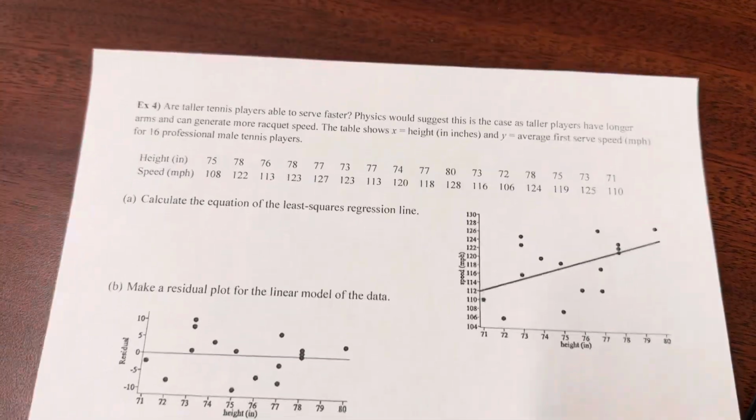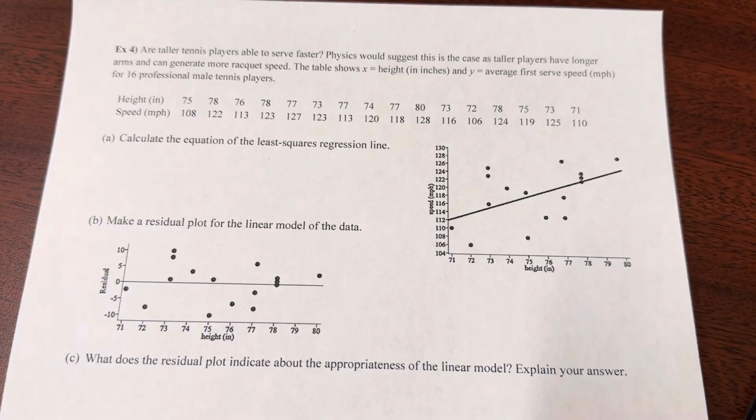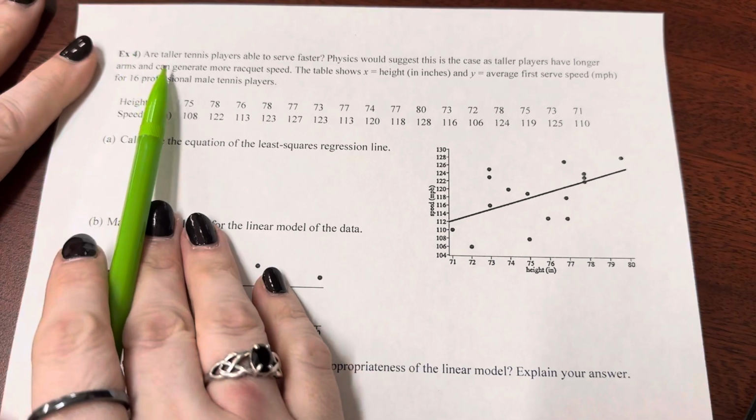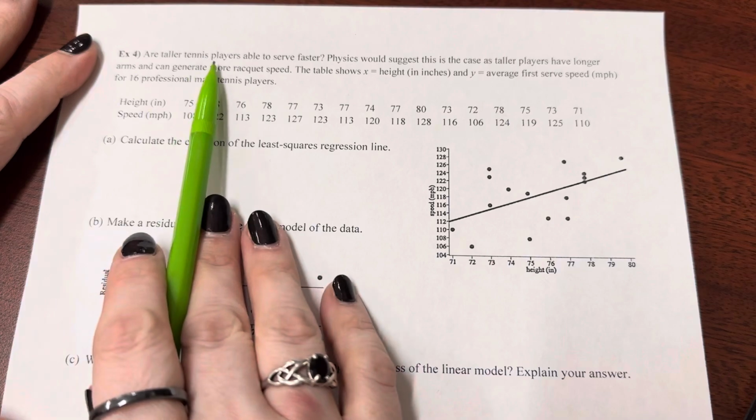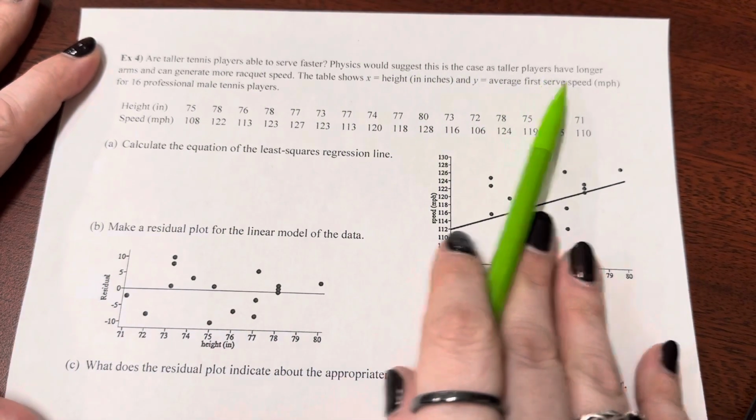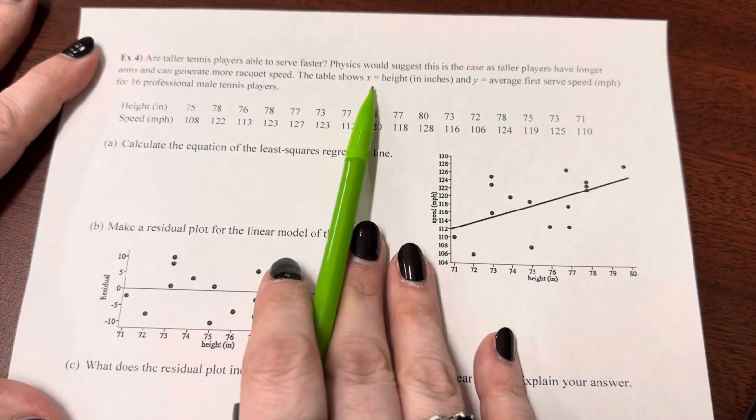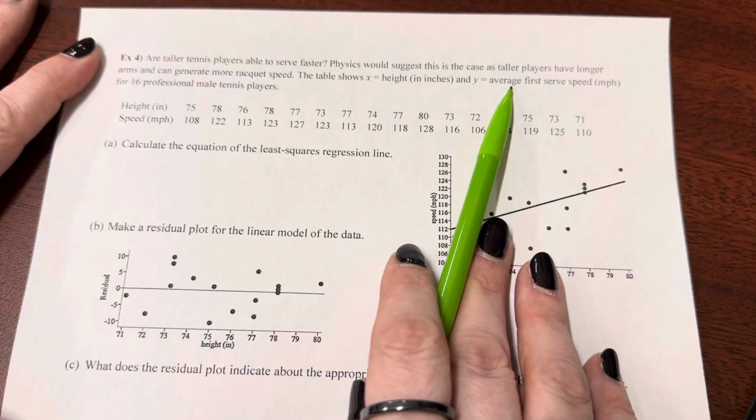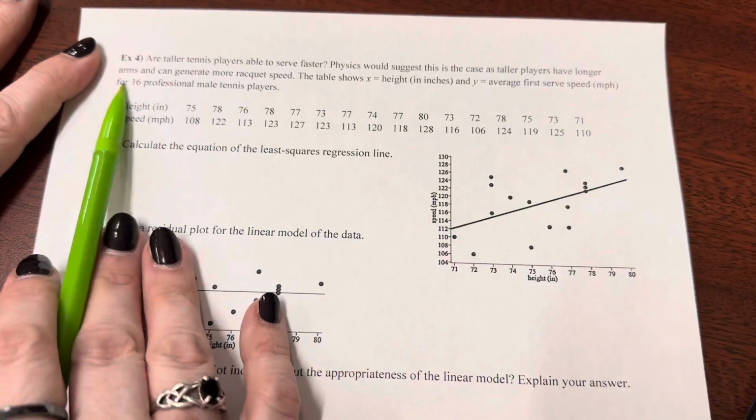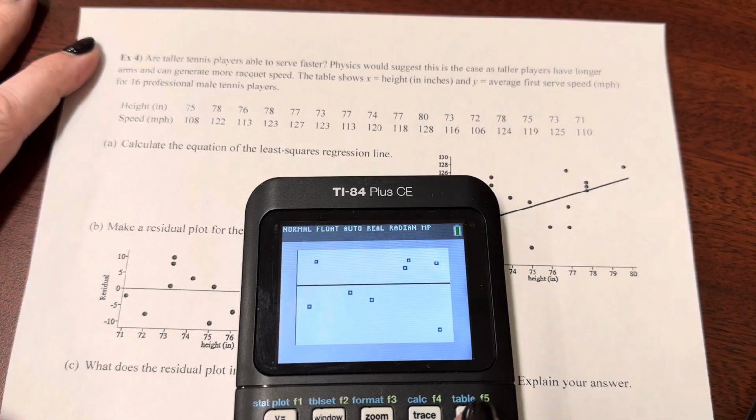So let's take a look at our final example, and we're dealing with a tennis player. So our taller tennis player is able to serve faster. Physics would suggest that this is the case as taller players have longer arms and can generate more racket speed. The table shows x equals height in inches and y equals average first serve speed in miles per hour for 16 professional male tennis players. So let's take a look at this.